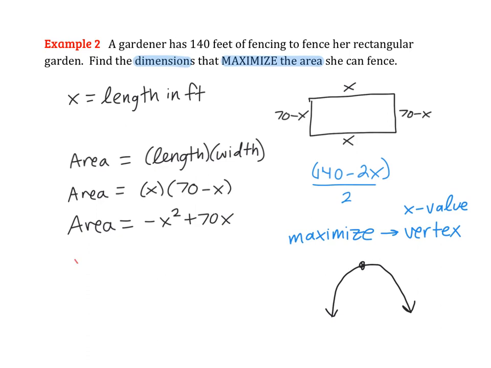So we can use our little vertex formula, negative b over 2a, to help us find the x value of our vertex. So negative 70 over negative 2 equals positive 35.